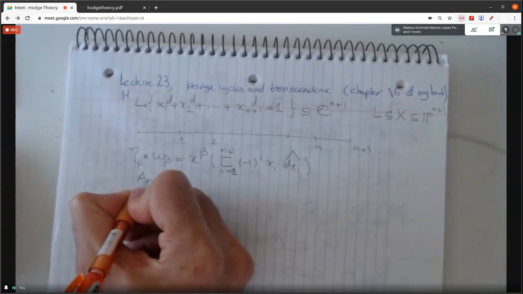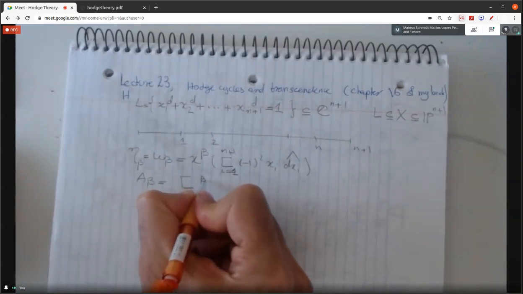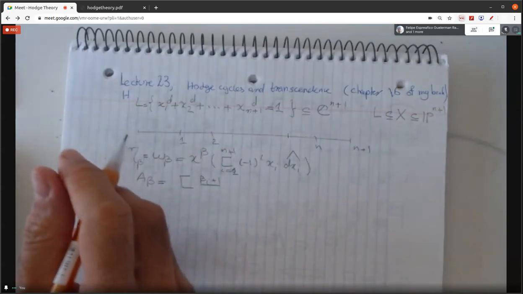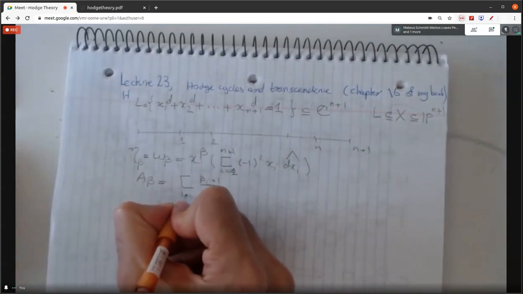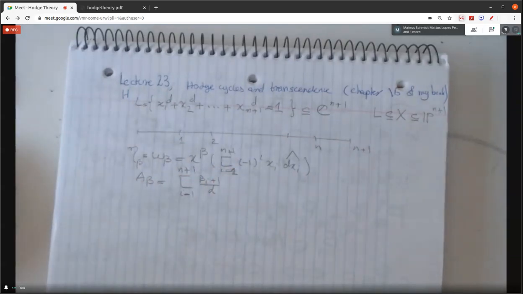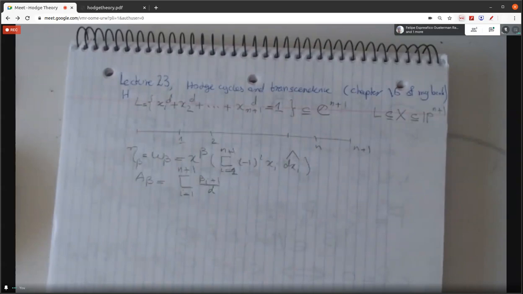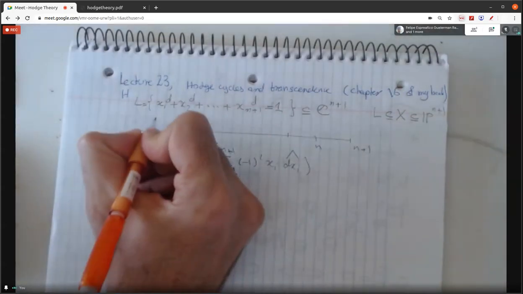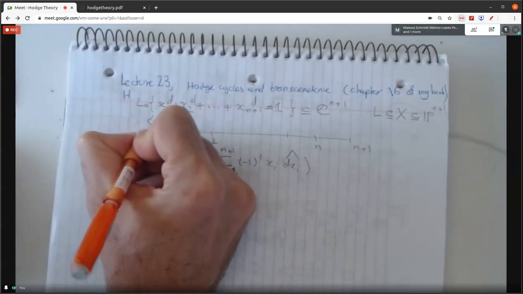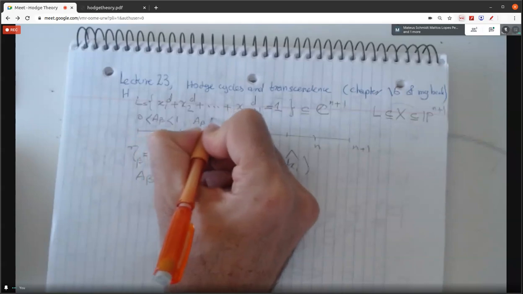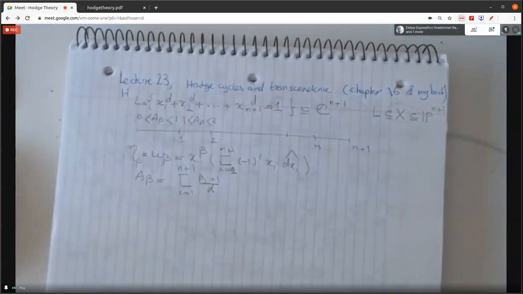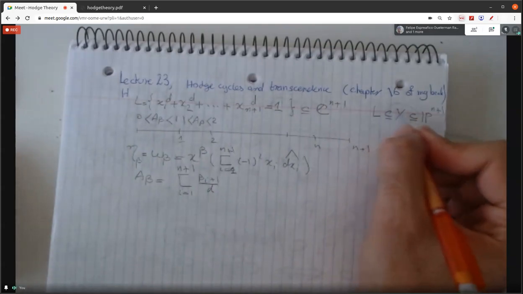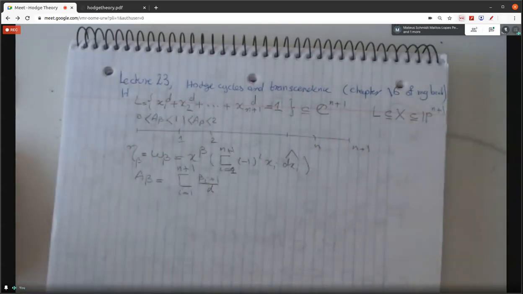let me say, so I have to define A beta. A beta was beta i plus 1, i equal to 1 to n plus 1. Okay, so we are just interested in beta i strictly between 0 and 1. So beta integer were corresponding to the Hodge structure of the compact, the divisor at the infinity.